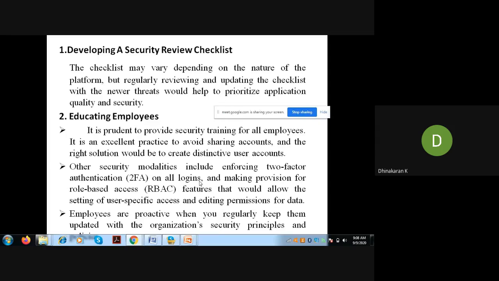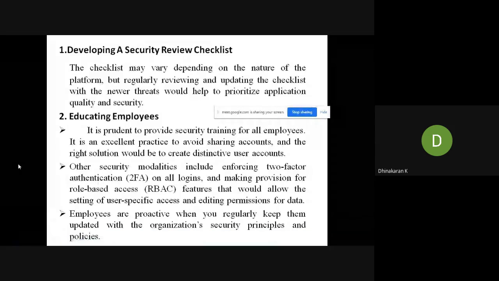And making provision for role-based access features that would allow the setting of user-specific access and editing the permissions for data. So employees are proactive when you regularly keep them updated with the organization's security principles and policies. If you regularly update the employees on security principles and policies, yes, they are completely aware of their zone, and how we need to protect our data. I assign this type of task, this type of assignment, and pace. So you do your own job, you get a good mark.